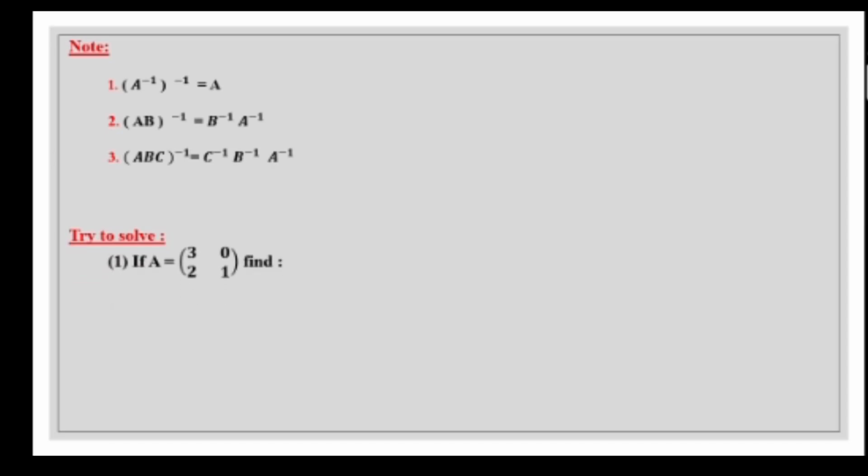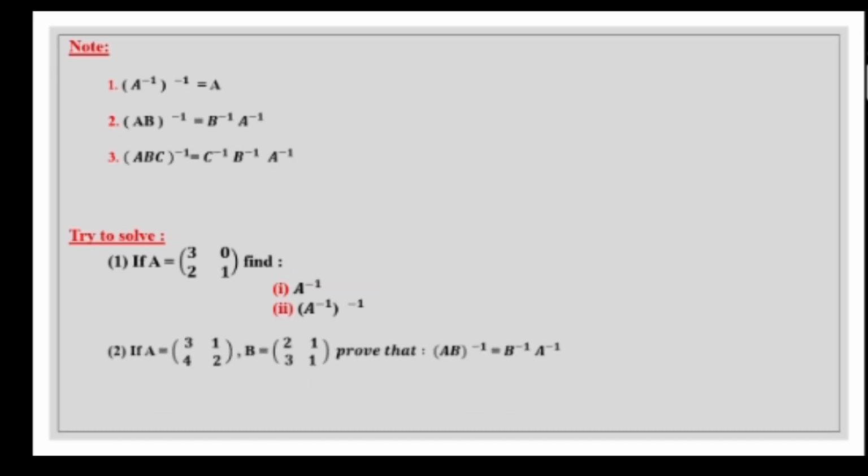Try to solve. Number 1, if matrix A equals 3, 0 and 2, 1, find number I, A negative 1, number II, A negative 1, all negative 1. Question number 2, if A is the matrix 3, 1 and 4, 2, and B is another matrix 2, 1 and 3, 1, prove that AB all negative 1 equals B negative 1, A negative 1.